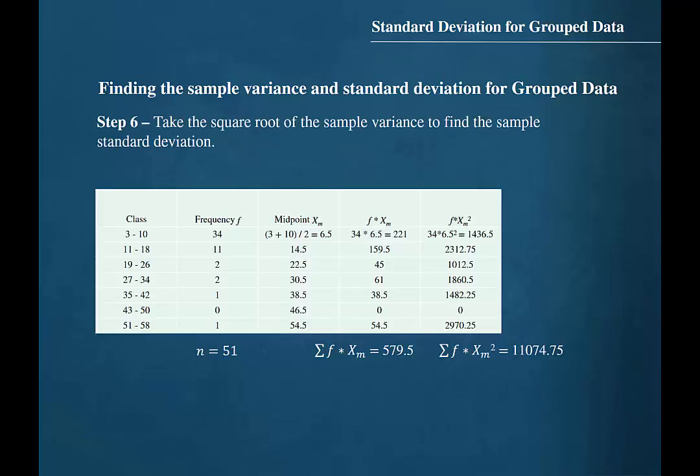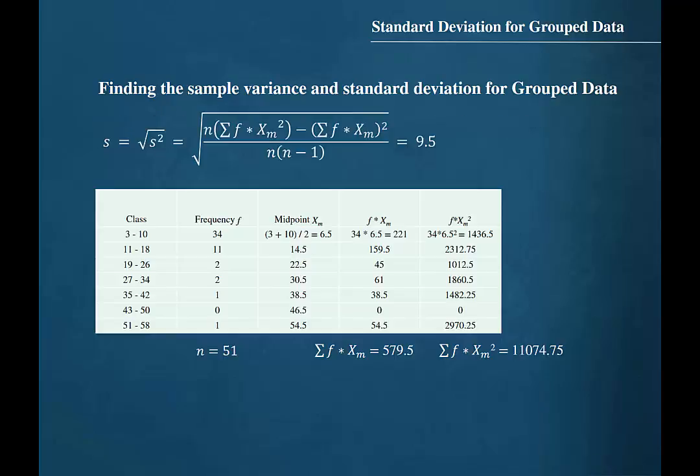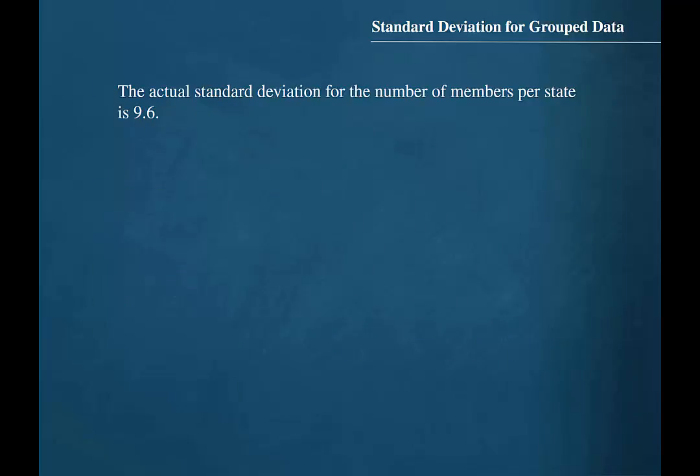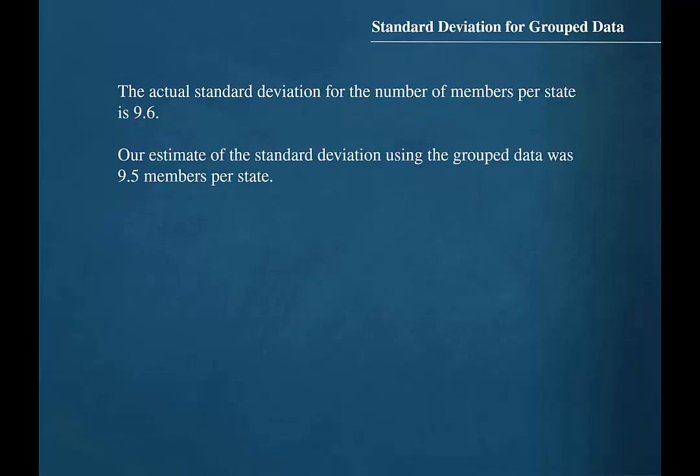The square root of the sample variance will give us our estimate for the sample standard deviation. So the sample standard deviation for this grouped data is 9.5. The actual standard deviation for the number of members per state is 9.6. Our estimate of the standard deviation using the grouped data was 9.5 members per state.